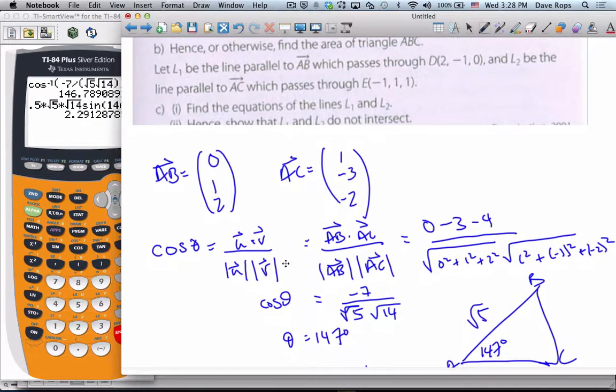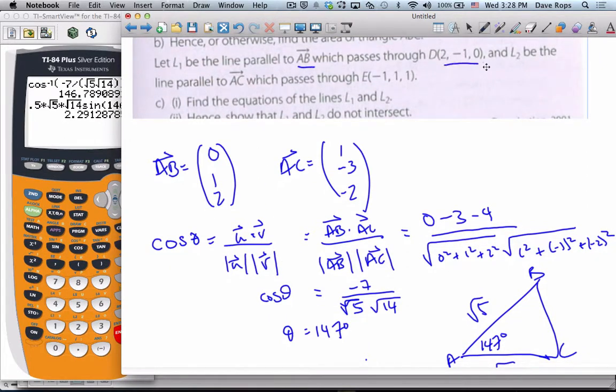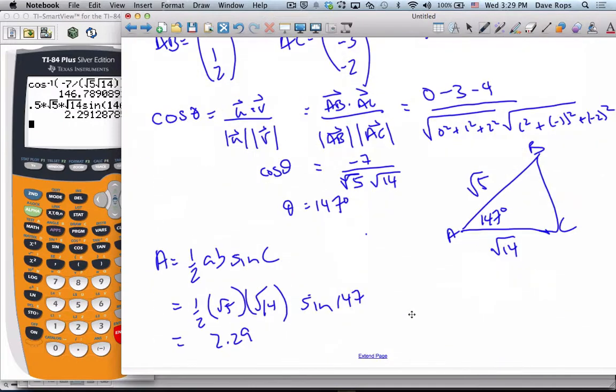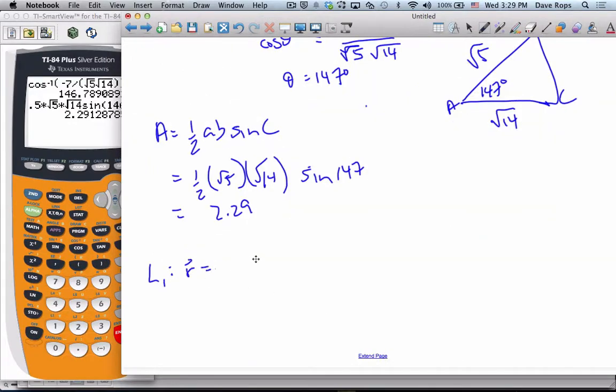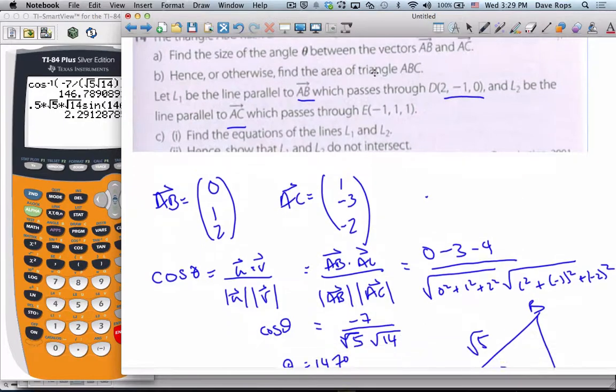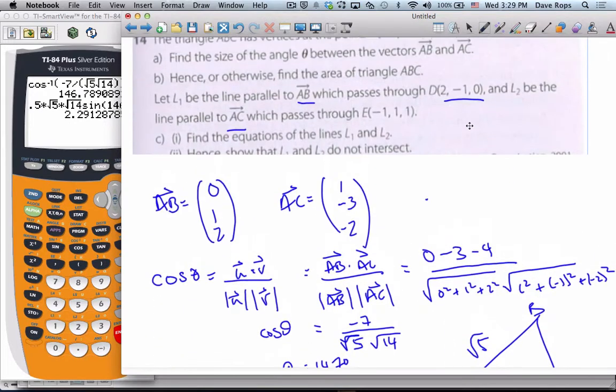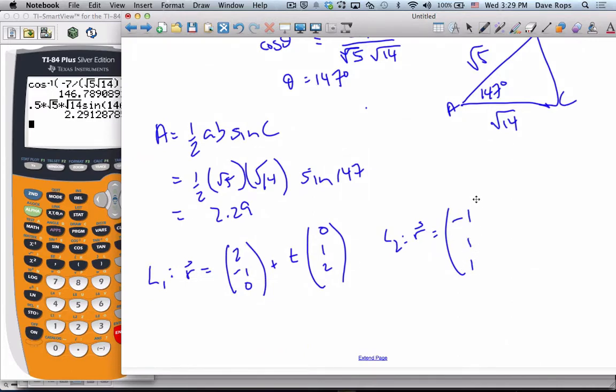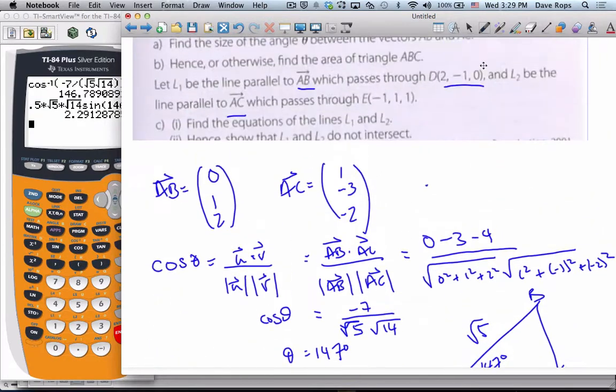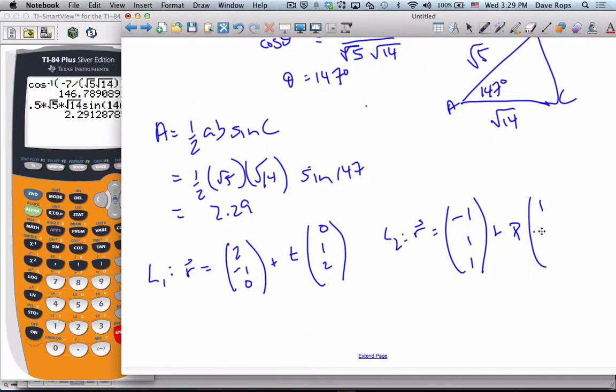All right, so then line L1 is parallel to AB, passing through this point D, and line 2 is parallel to AC, passing through this point there. Let me move up here, and I'll see if I can remember some of these values. Line 1 is going to go through the point 2, 1, 0, my starting point, plus some parameter t times the vector AB, which is 0, 1, 2. Line 2 is going to go through negative 1, 1, 1, plus, I'm going to call it p, a different parameter, times AC, which is 1, negative 3, negative 2.